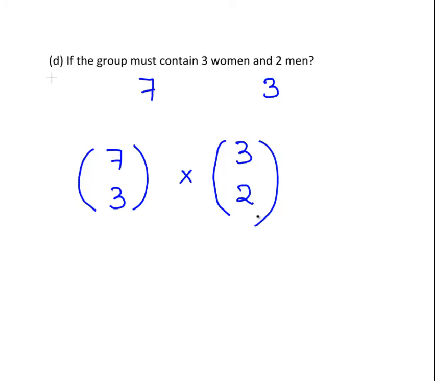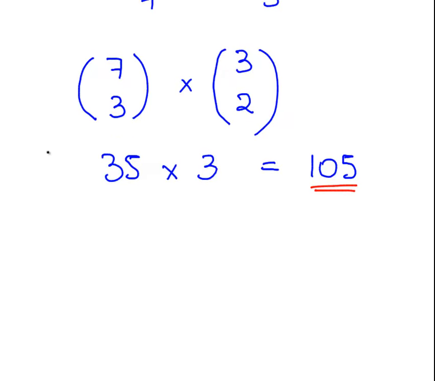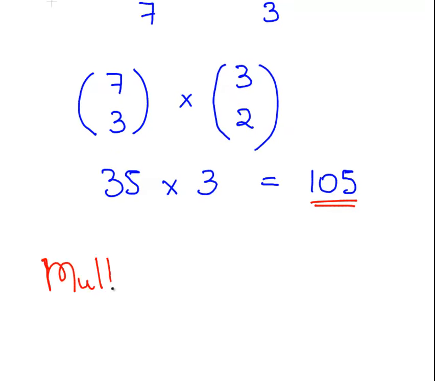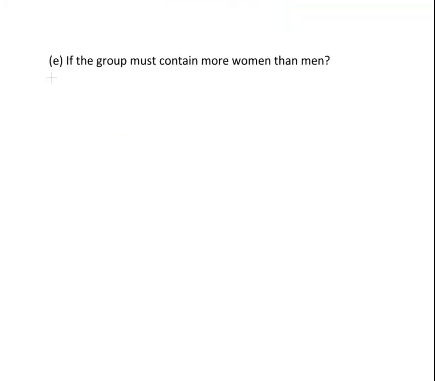So this is using the multiplication rule, which is a very, very important approach. So 7 choose 3 is equal to 35, times 3, and that is equal to 105 ways. So the key thing here is the multiplication rule. Very, very important.